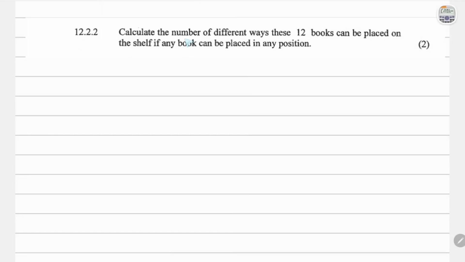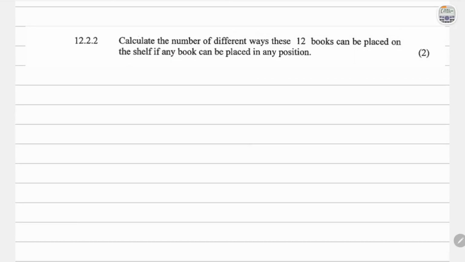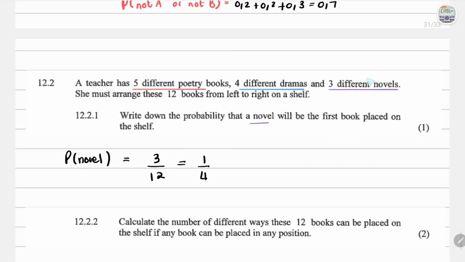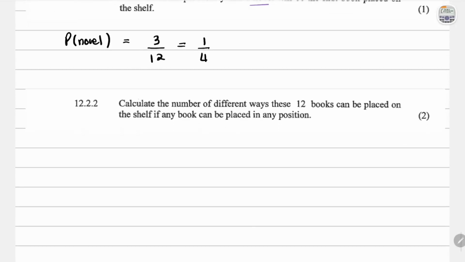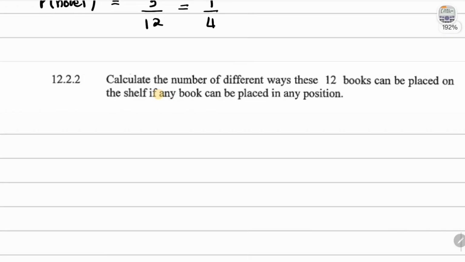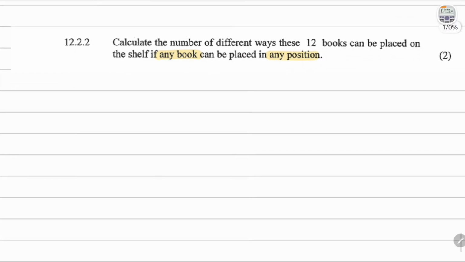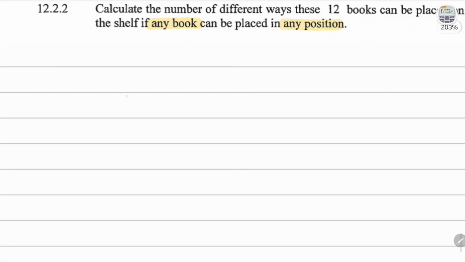Then question 12.2.2 says, calculate the number of different ways these 12 books can be placed on the shelf if any book can be placed in any position. Okay, so the fact that they already put it in categories, you would think, okay, maybe we have to use grouping, but they can be put anywhere, okay? Any book can be placed in any position. So you have a total of 12 books. You're allowed to put them anywhere, meaning the first book is going to have 12 different options to be placed in.